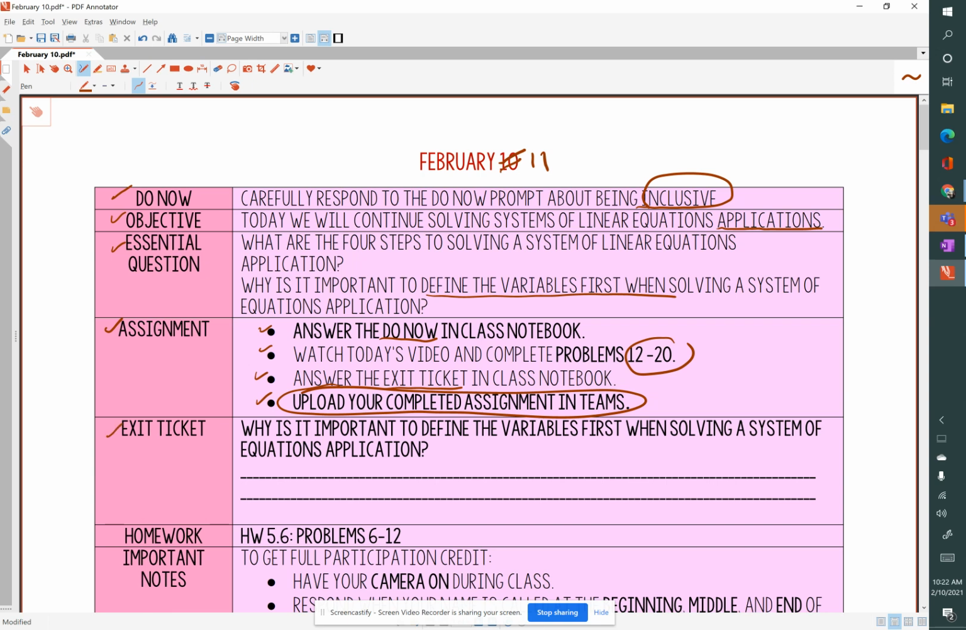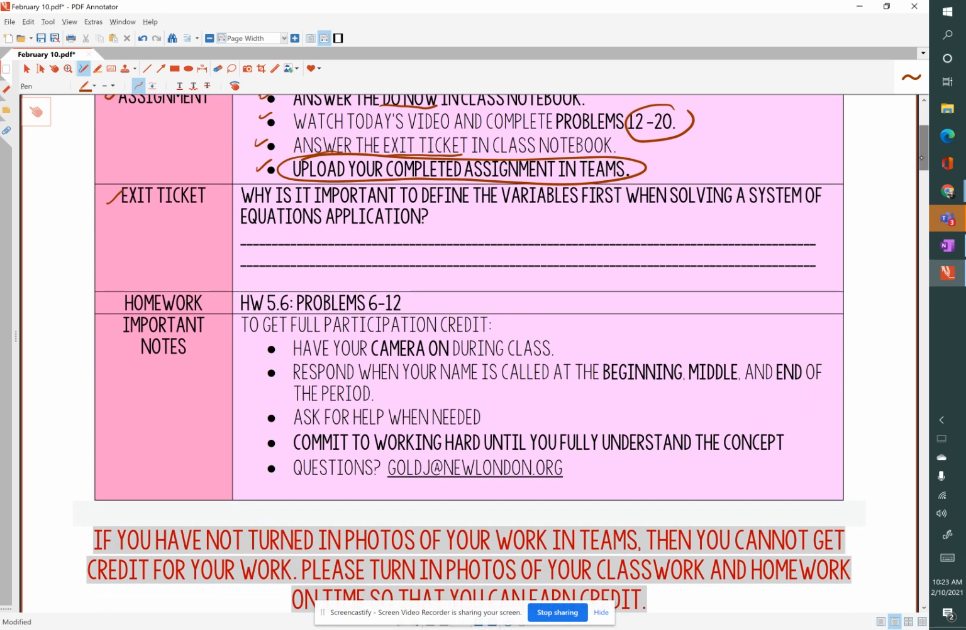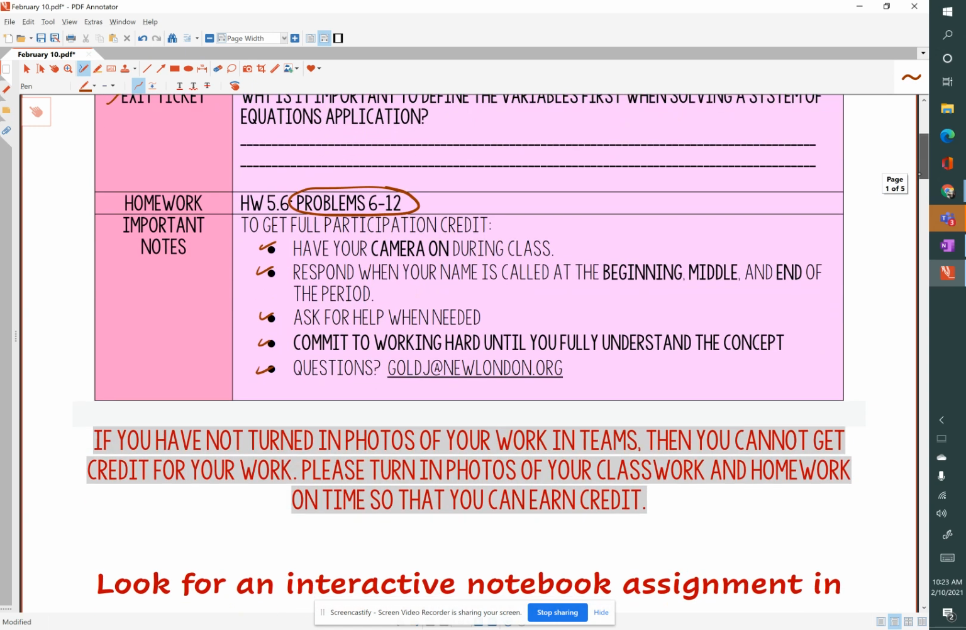For our exit ticket, we'll answer the question, why is it important to define the variables first when solving a systems of equations application? For homework, I want you to do problems 6 through 12 on homework 5.6, and you know all of the important things that you need to do for success in this class.